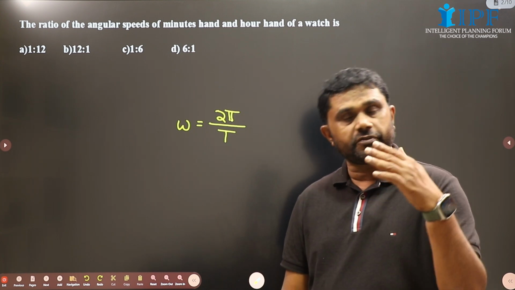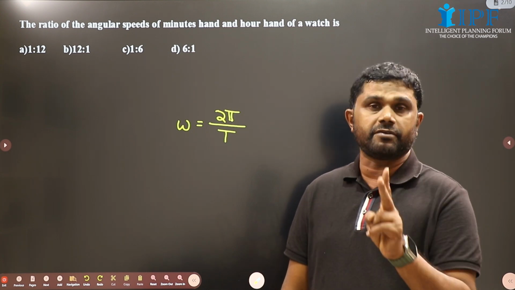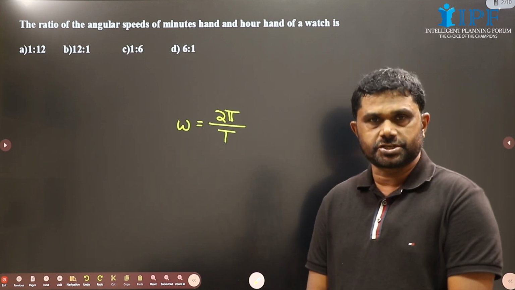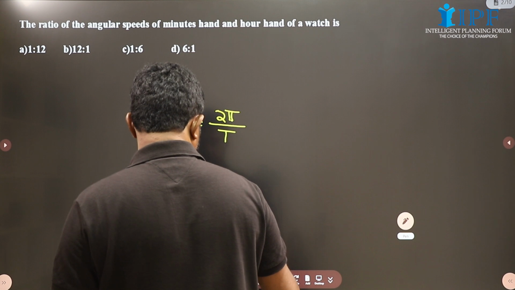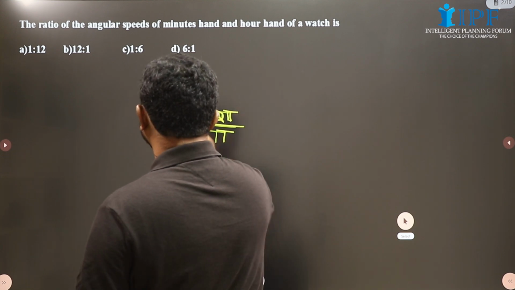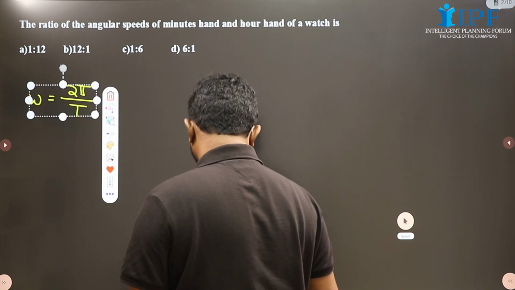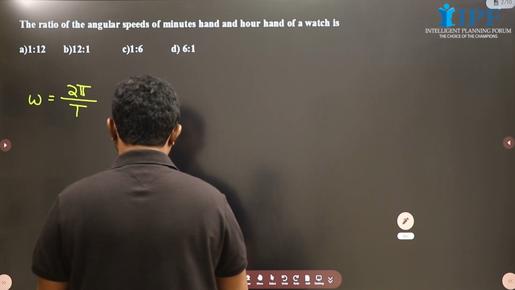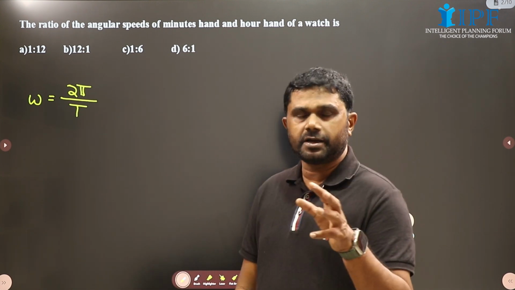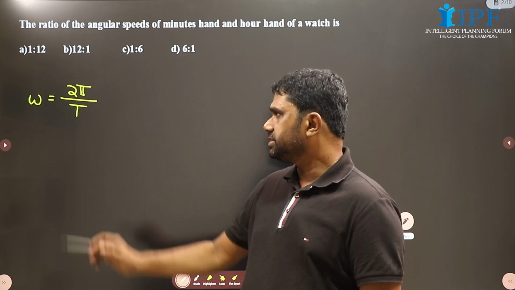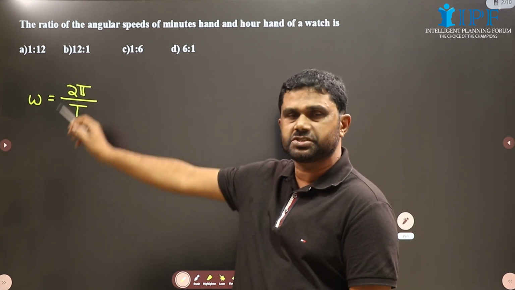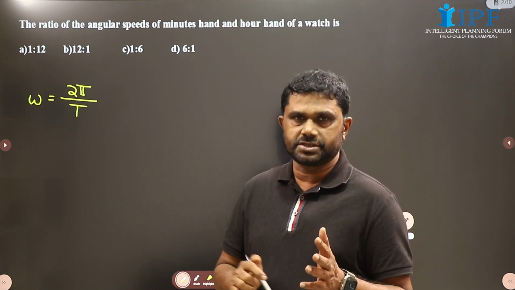And what is the period of hour hands? Hour hand takes 12 hours for one complete rotation. So the period of hour hands is 12 hours. So we have to find the ratio of the angular velocities of the minute hand and hour hands. When we find the angular velocity of minute hands or the hour hands, this 2 pi will be the same in both cases. So that 2 pi is a constant.